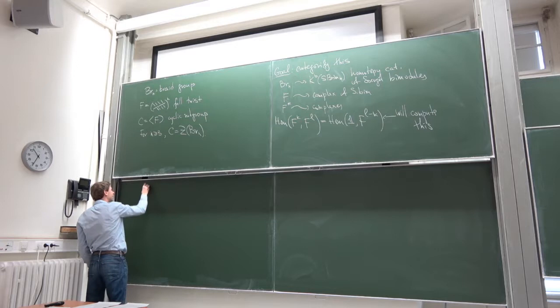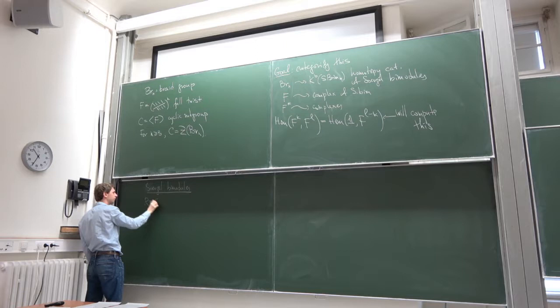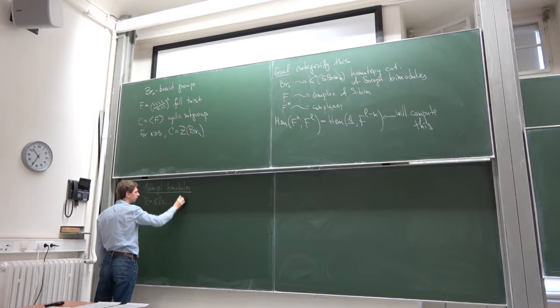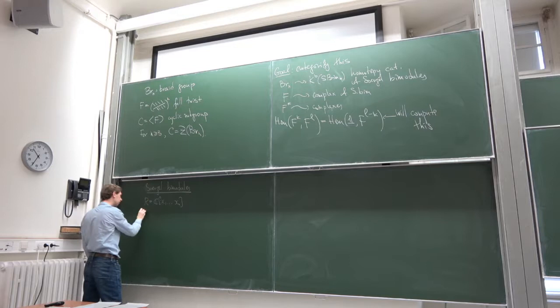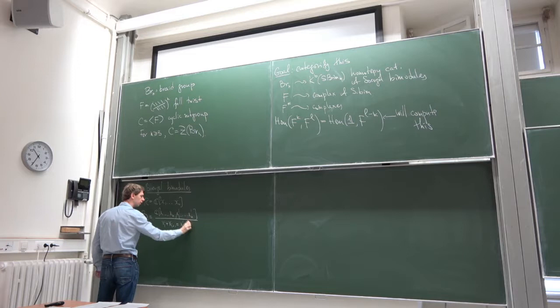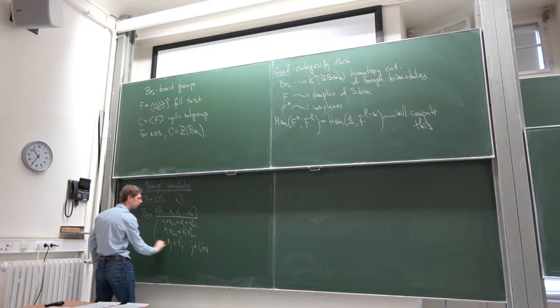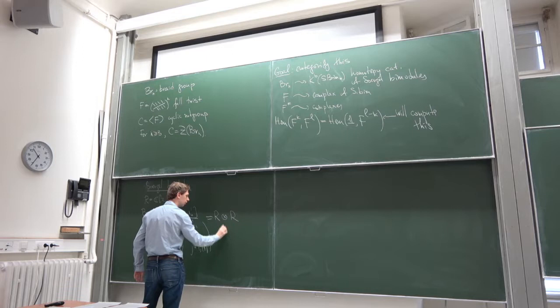So Soergel bimodules. We have R, the polynomial ring in n variables. I will work over C because it's easier. And then we can define B_i to be polynomials modulo relations that x_i plus 1 is x_i plus 1 prime, x_i plus 1 is x_i plus 2 prime, and x_j is equal to x_j prime for j not equal to i and i plus 1. Or you can say that this is the same as R tensor over R^{i,i+1} of R. So this is an R-bimodule.